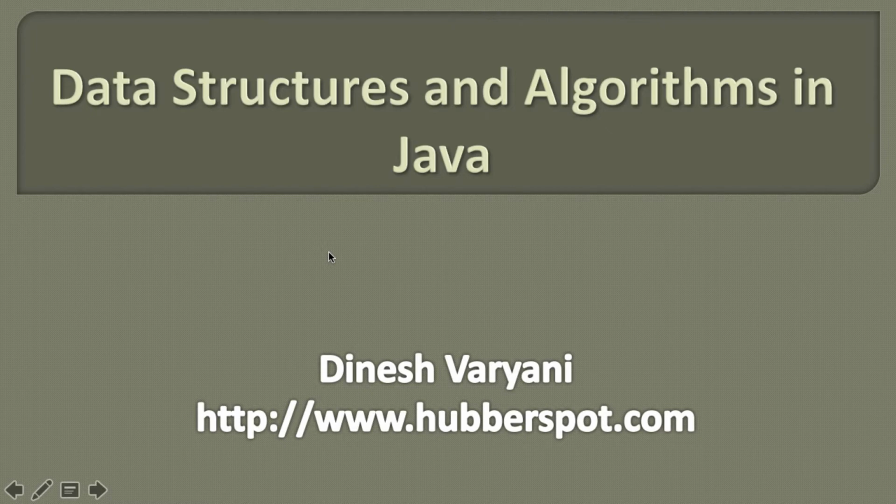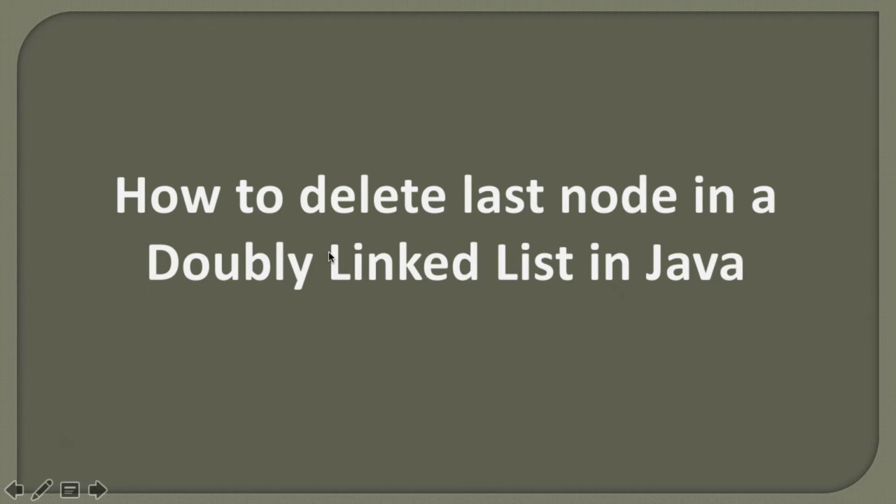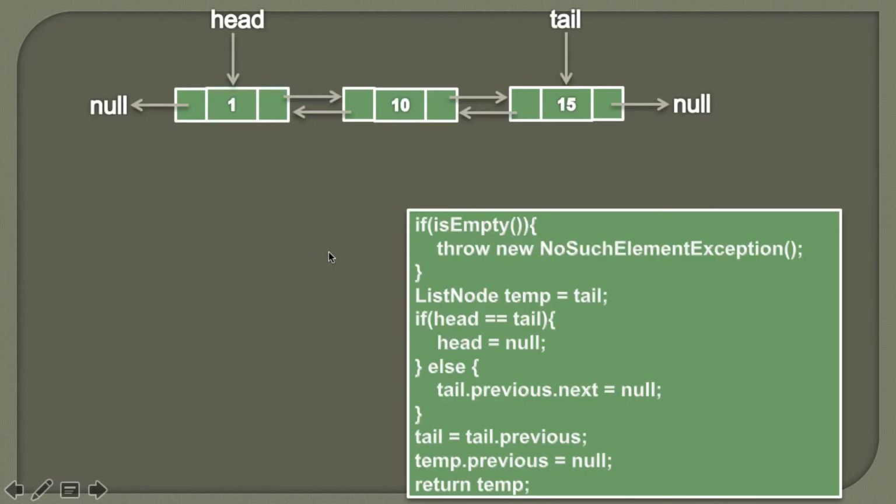Friends, in this tutorial we will discuss how to delete the last node in a doubly linked list in Java. So friends, let's suppose we are given a doubly linked list having 3 nodes with data as 1, 10 and 15. Below is the algorithm to delete the last node in a doubly linked list.